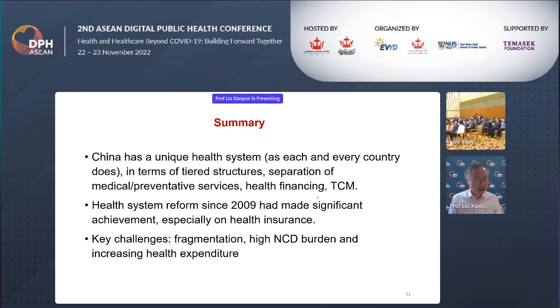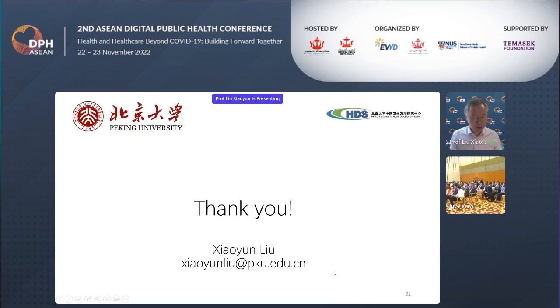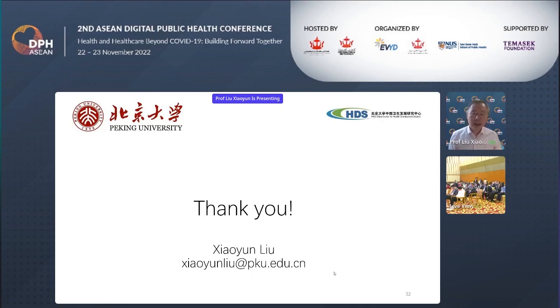And finally, we still have some key challenges in terms of fragmentation, high NCD burden, and increasing health expenditure. We need to further develop the health system and continue the transformation experience to achieve the goal of Healthy China 2030. So this is a very brief introduction to the Chinese health system transformation experience.